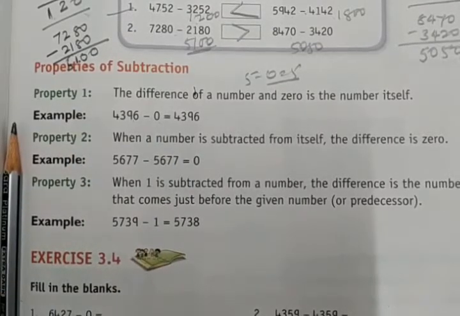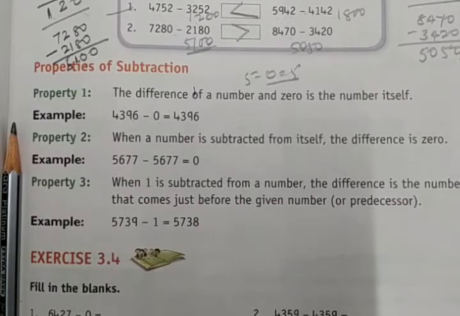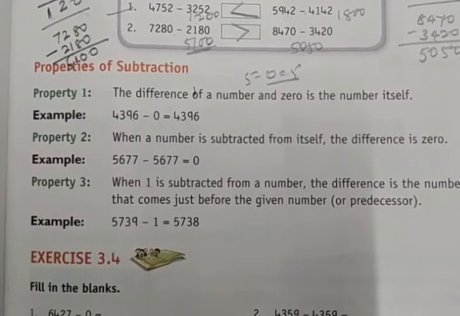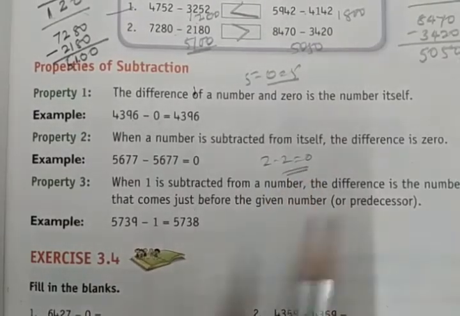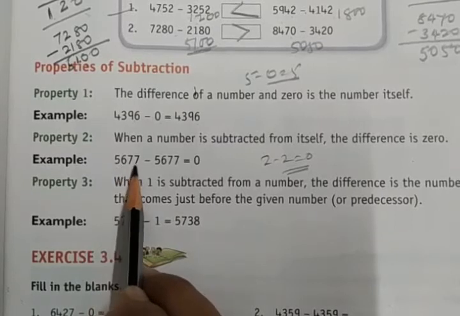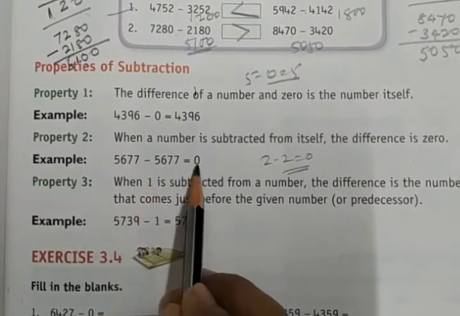Second property is when a number is subtracted from itself, the difference is 0. For example, I will show you. So 2 minus 2 is 0 as you learnt earlier. 5677 minus 5677 is 0 only.